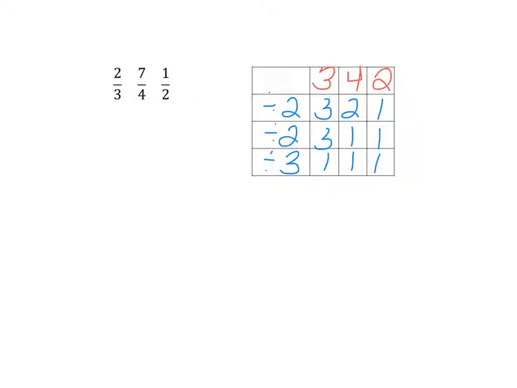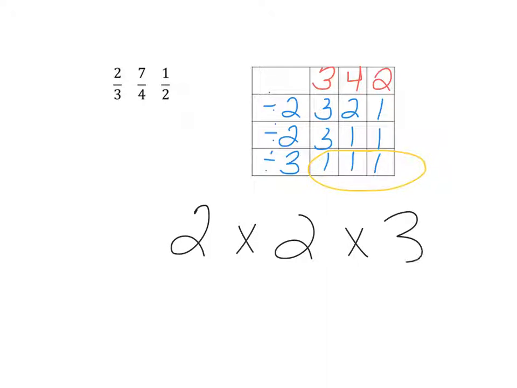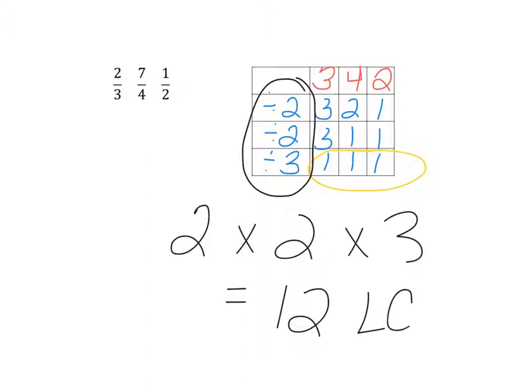Now that we have 1 in all of our last row, we are ready to find our lowest common denominator. Now to calculate the lowest common denominator, we're going to multiply all the prime numbers used. So 2 times 2 times 3. And that came from all the prime numbers in our first column. Now, when we multiply 2 times 2 times 3, that will give us a lowest common denominator of 12. So 12 in this case is the lowest common denominator.